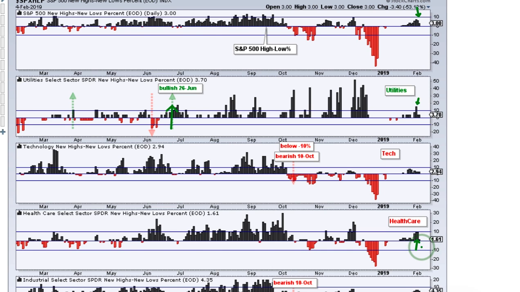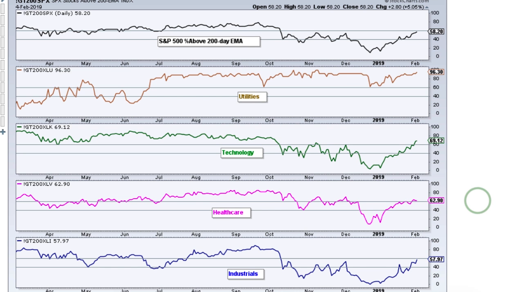This next chart shows the percentage of stocks above the 200-day EMA for the S&P 500 and the 9 sectors that I've selected here. So you can see for the benchmark, the S&P 500 is at 58.2%. It's on the verge of crossing above that 60% threshold.